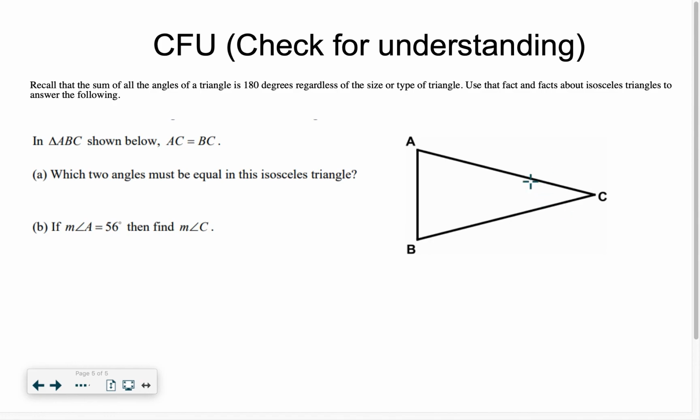Now use that in combination with what's given here, okay? So in triangle ABC, we have that AC is equal to BC. Which two angles must be equal in this isosceles triangle? And lastly, if the measure of angle A is 56, find the measure of angle C.